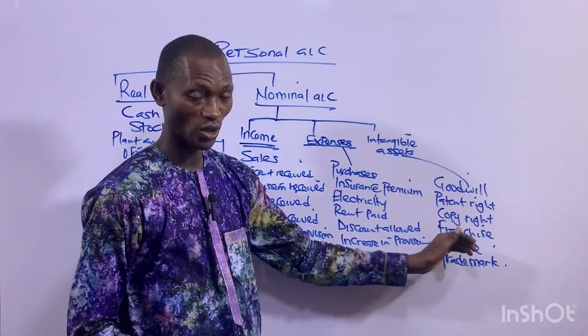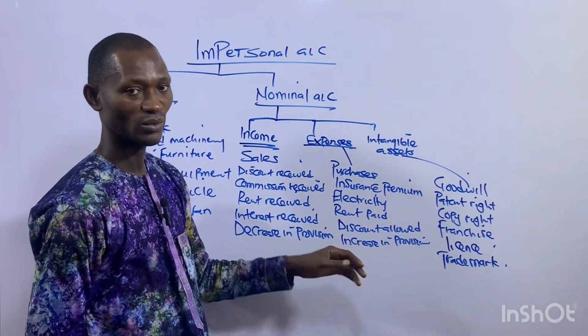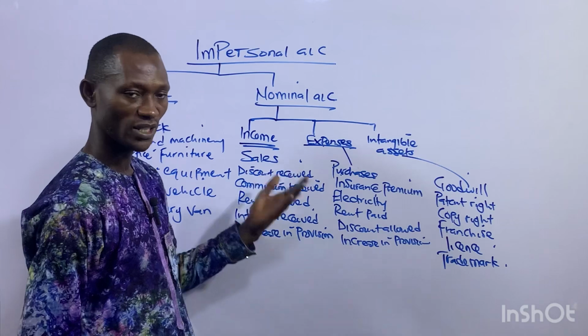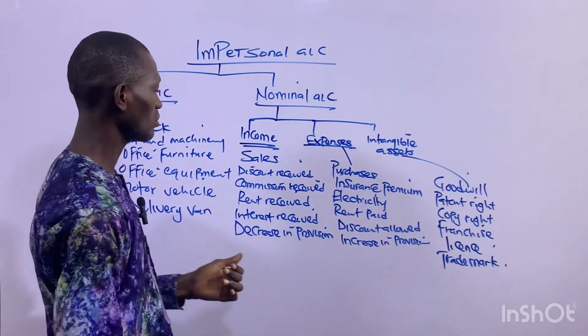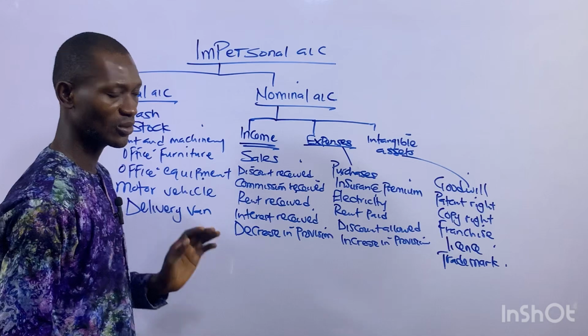It's not limited to all this. There are other ones. Expenses, these are examples. They are limitless examples. Incomes, these are examples. They are limitless examples. And real accounts, these are examples.